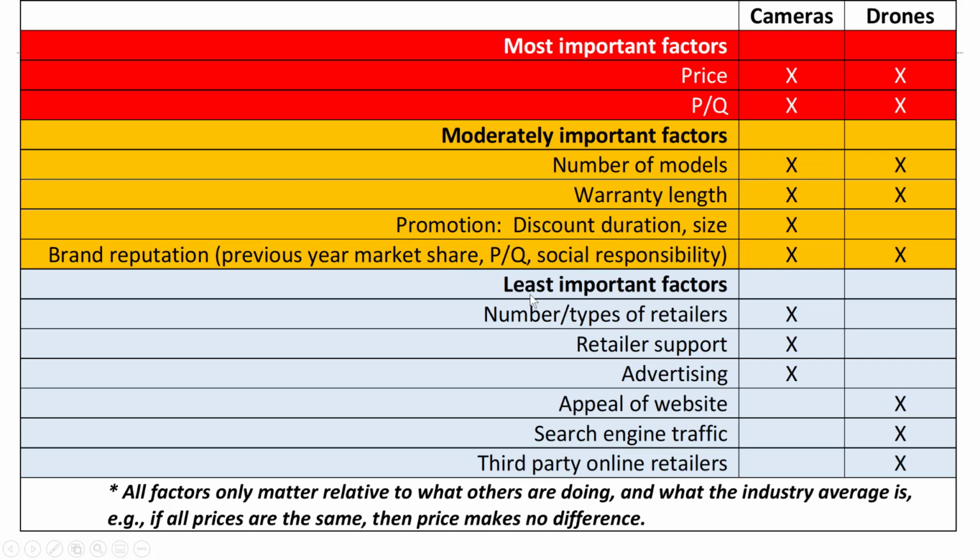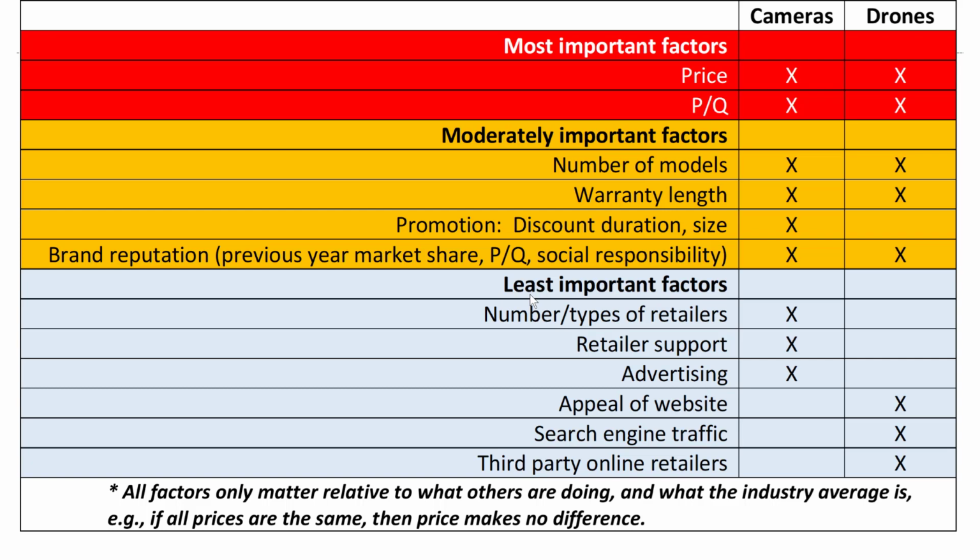Overall, the most important factors, according to the participants guide, are price and PQ. So you should be laser focused on that. What's the ratio there? Also, moderately important factors are the number of models, warranty length, promotion, brand reputation, last year's market share, the PQ, and your branding through the corporate social responsibility screen.